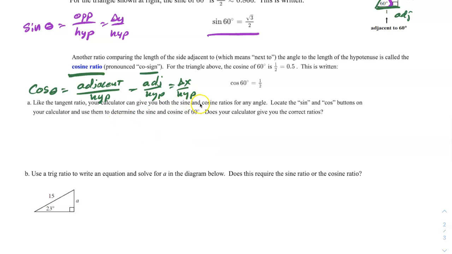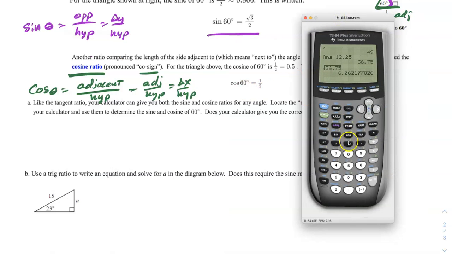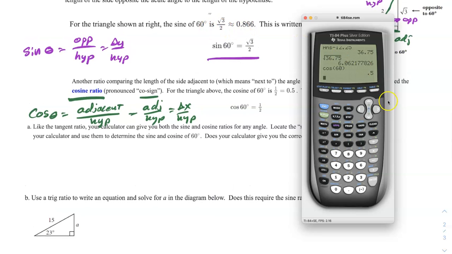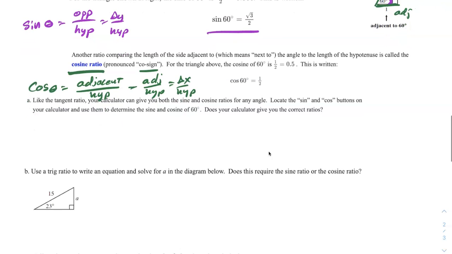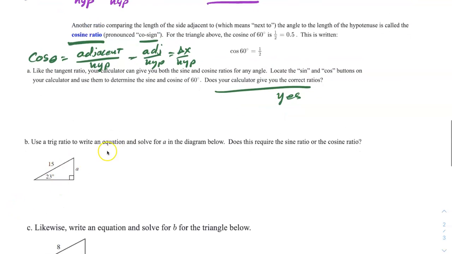Like the tangent ratio, your calculator can give you these values. So if I put cosine 60 into my calculator, I should get 1/2, because that's what the ratio is. 0.5, 1/2. Right? If I put sine of 60, it says for any 60-degree triangle, this is what the ratio should be. You should get rad 3 over 2, which is 0.866. And I get that. So there are two new ratios. Yes, the calculator gives the correct ratio. Okay. So now we're going to use that to figure this out here.